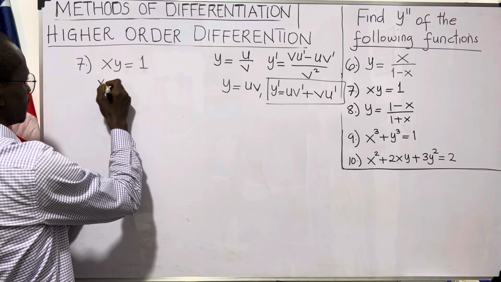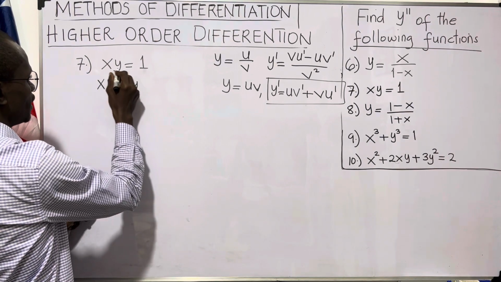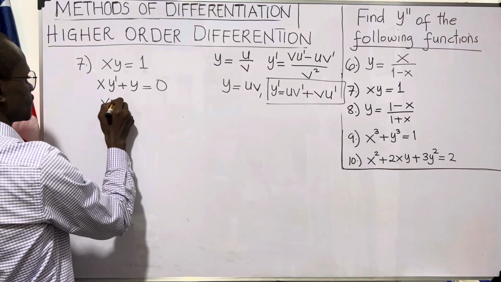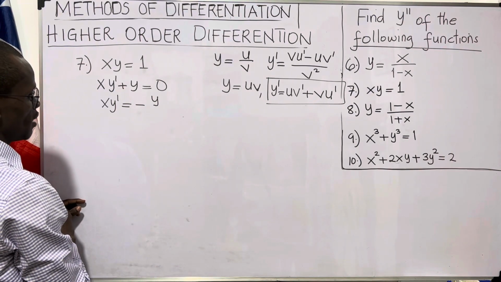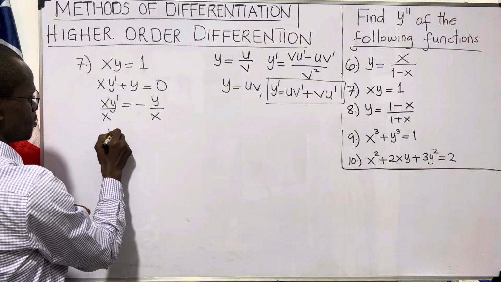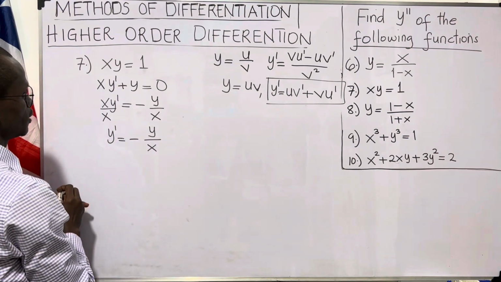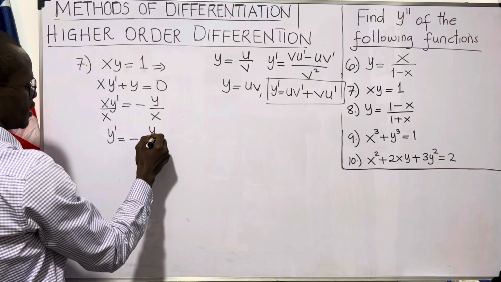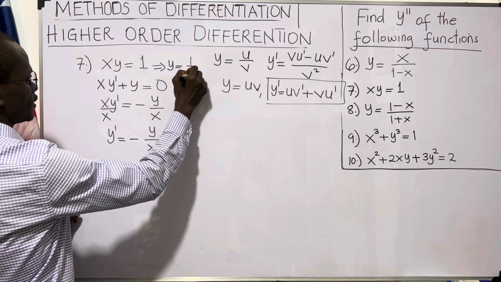So we have x, we hold x and differentiate y, we get y prime, plus we hold y and differentiate x, we get 1. The derivative of 1 is equal to 0. So x y prime is equal to minus y. Now we can solve for y prime. So this x and x cancel, you have y prime equal to minus y over x. But if you look here from the beginning, you can solve for y. y is equal to, you divide both sides by x, 1 over x.